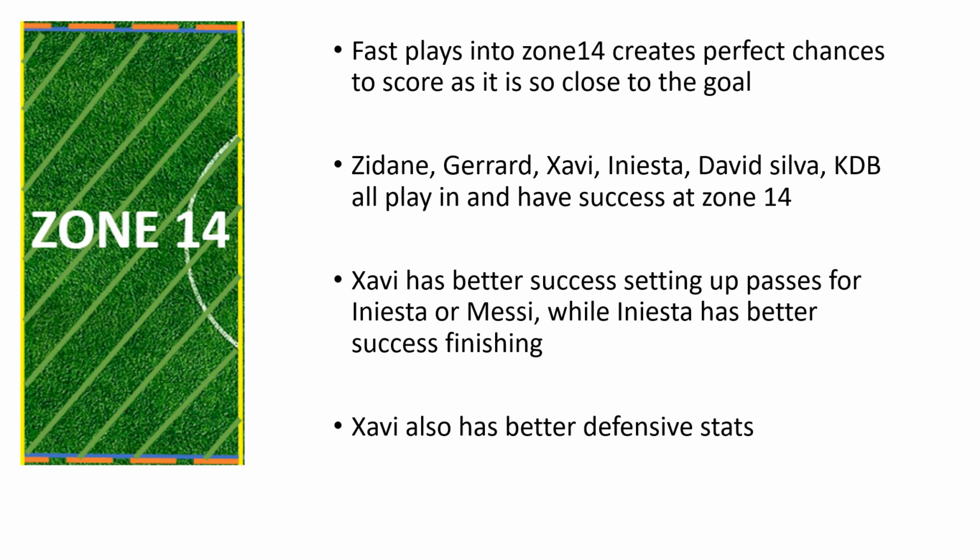Zidane, Gerrard, Xavi, Iniesta, David Silva, and Kevin De Bruyne all played in and had success at Zone 14. Xavi had better success setting up passes for Iniesta or Messi, while Iniesta has better success finishing these passes. This is important because what player is playing in Zone 14? Is he a player that prefers to pass, or a player that is good at finishing the attack?